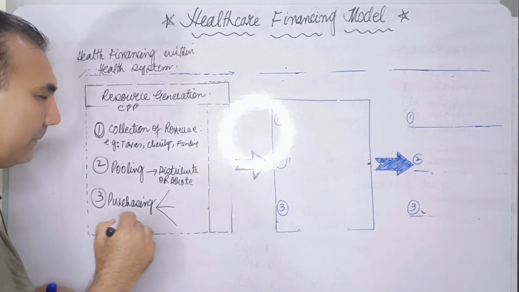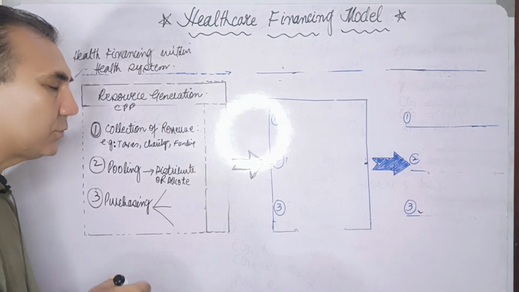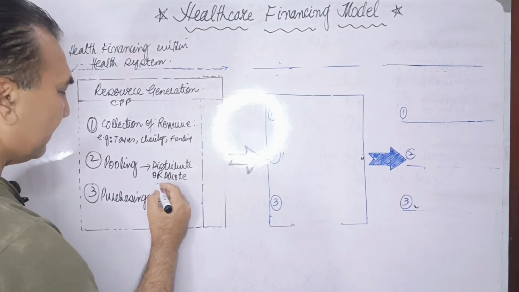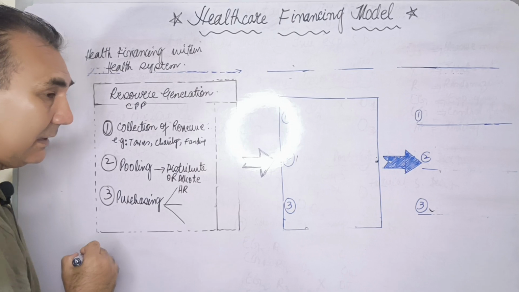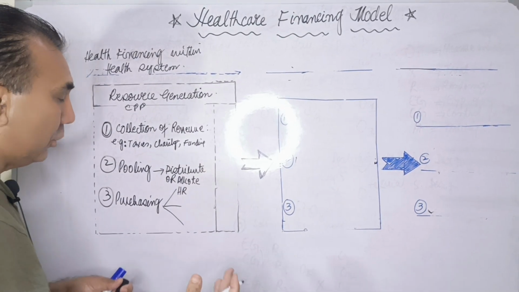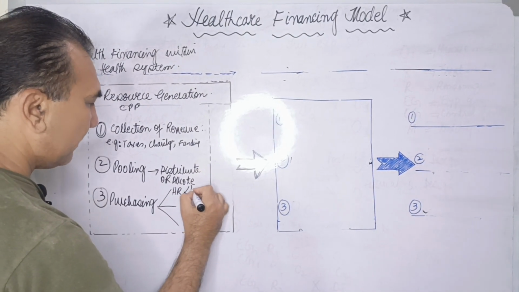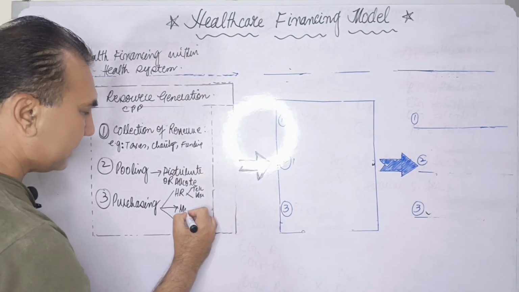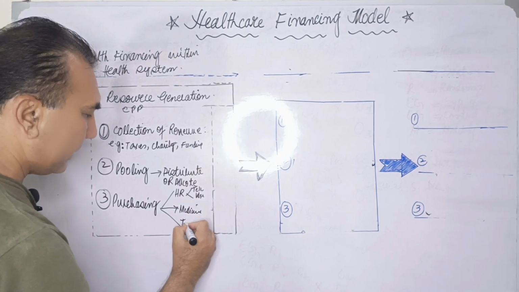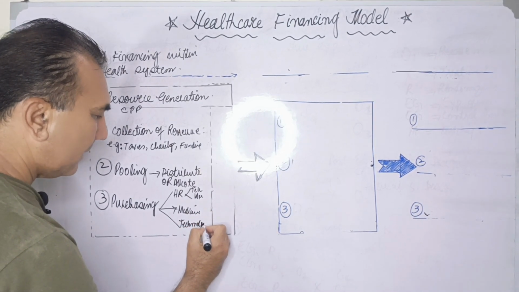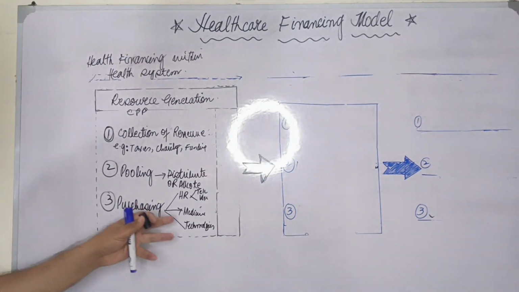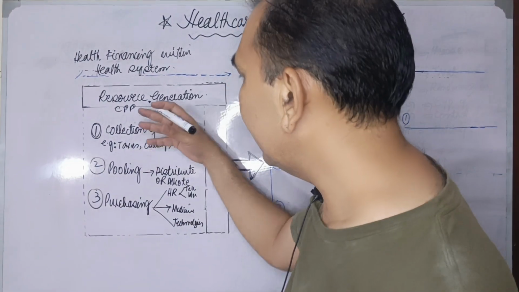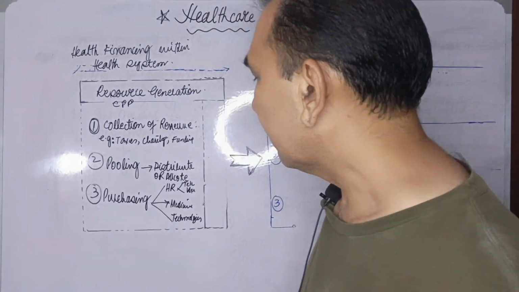So what will you purchase for your healthcare financing to provide healthcare services to your community under the healthcare financing model? Definitely you will purchase HR, human resource, which is technical and working staff, and then medicine, technologies, and inventories, whatever is needed.